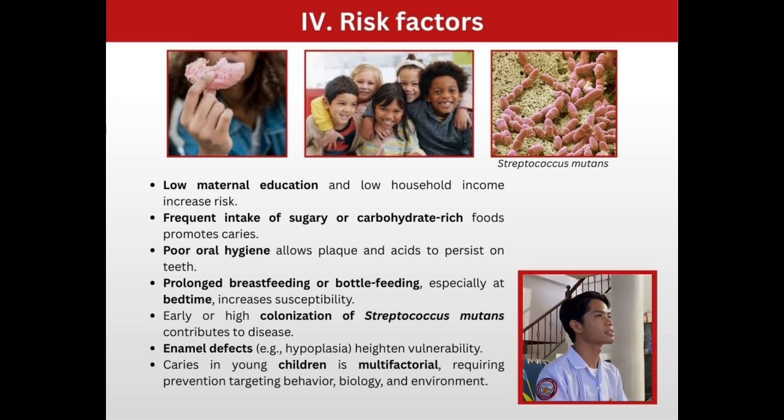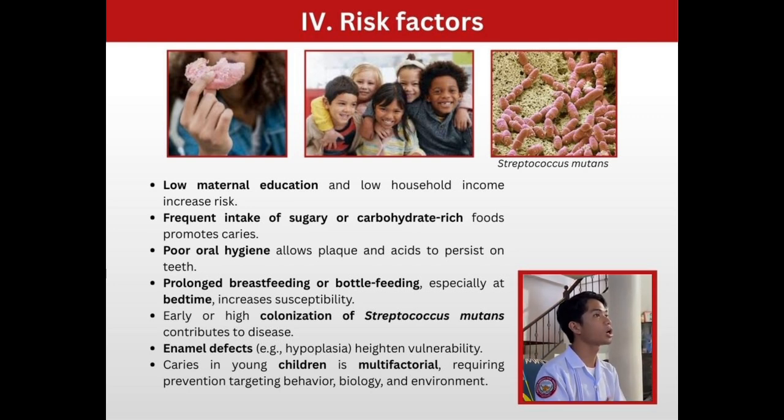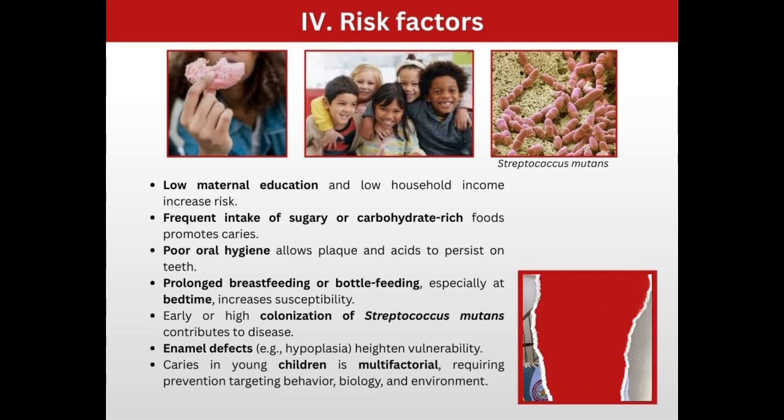Risk factors. Early childhood caries result from several combined factors. We have low maternal education, low income, frequent sugary intake, and poor oral hygiene increase risk. Prolonged nighttime breastfeeding or bottle feeding and biological factors like Streptococcus mutans colonization and enamel defects also contribute. Caries in young children is therefore multifactorial.